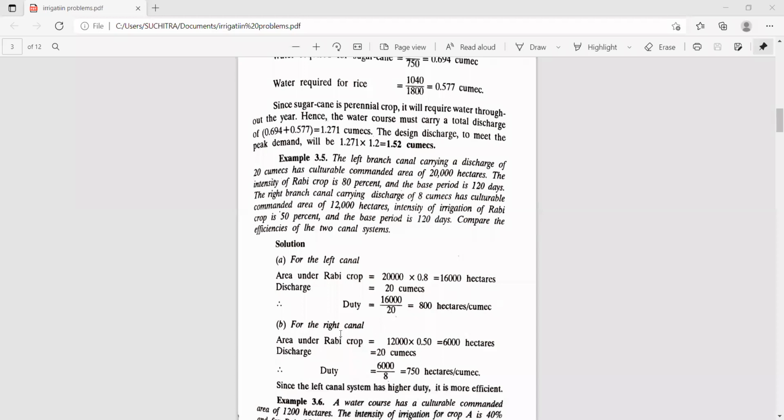Similarly for the right bank canal, the intensity of irrigation is about 50%, and the culturable commanded area is 12,000 hectares. So the area under the Rabi crop is about 6,000 hectares. And the discharge is also the same, that is 20 cubics. And the duty of the right bank canal is 750 hectares per cubic. So since the left bank canal has higher duty, it is more efficient. So here you are comparing the efficiencies of the left bank canal and the right bank canal.